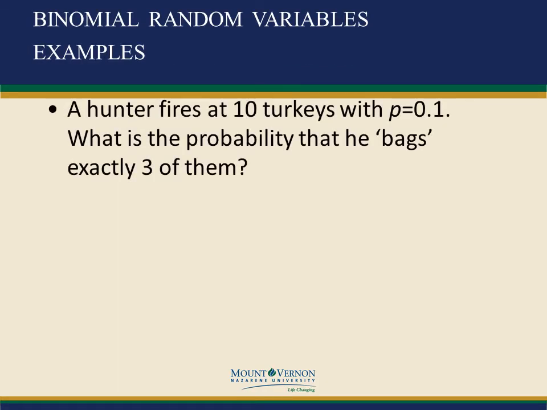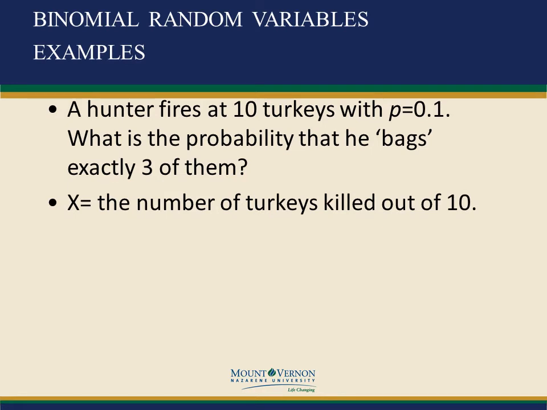In the first example, a hunter fires at 10 turkeys with probability of success, the probability of killing a turkey, of 0.1. We want to know the probability that he bags exactly 3 of them. First, let's identify the different numbers in this problem. 10 represents n, that's the number of Bernoulli trials. Each trial is shooting at an individual turkey. p, the probability of success, is given as 0.1, and 3 is the value of x. That's the number that we're looking for.